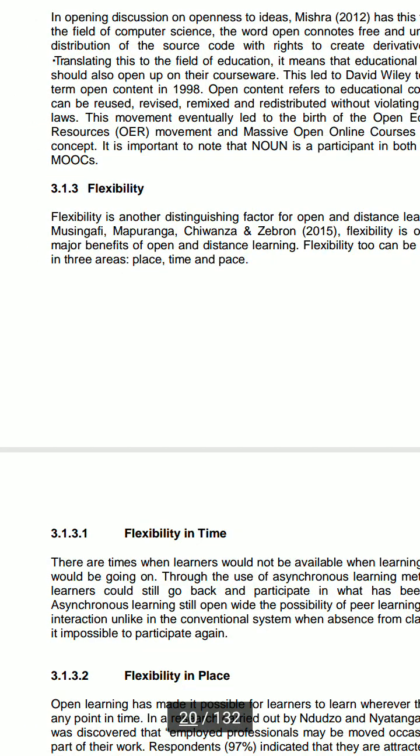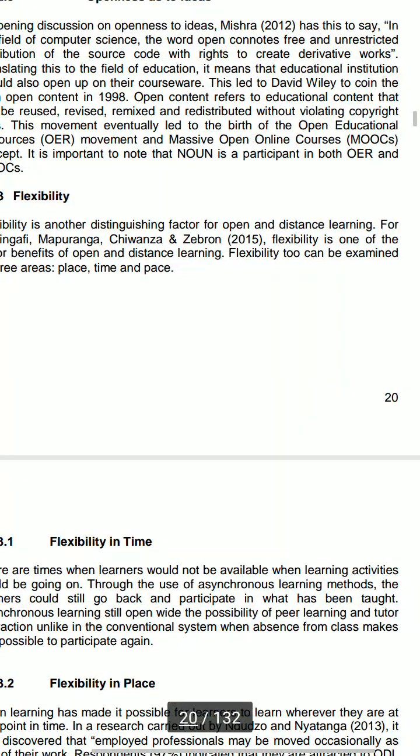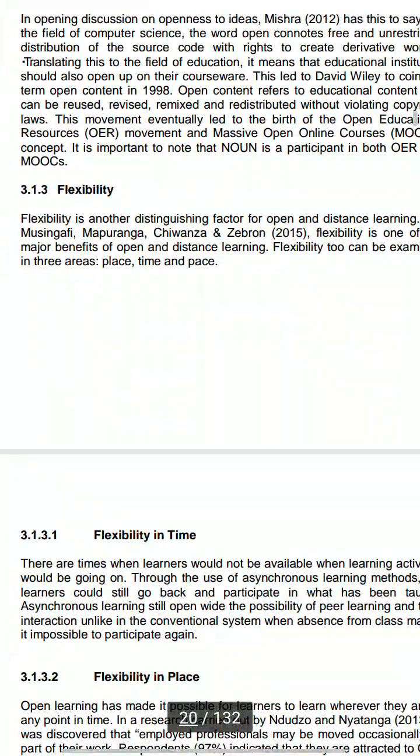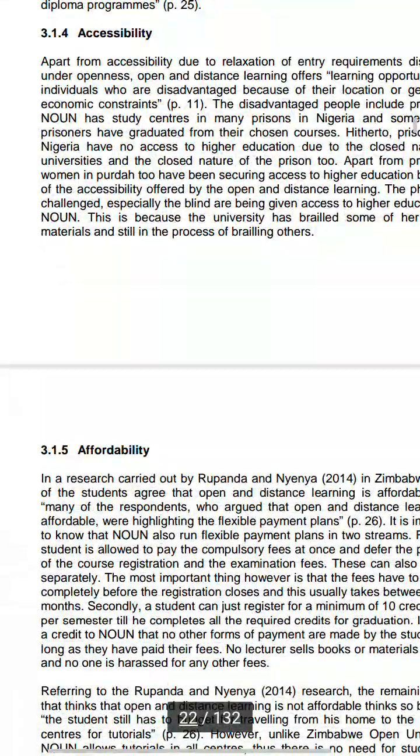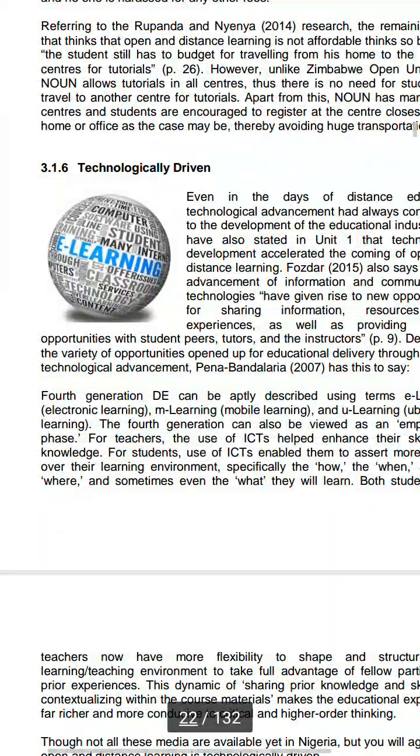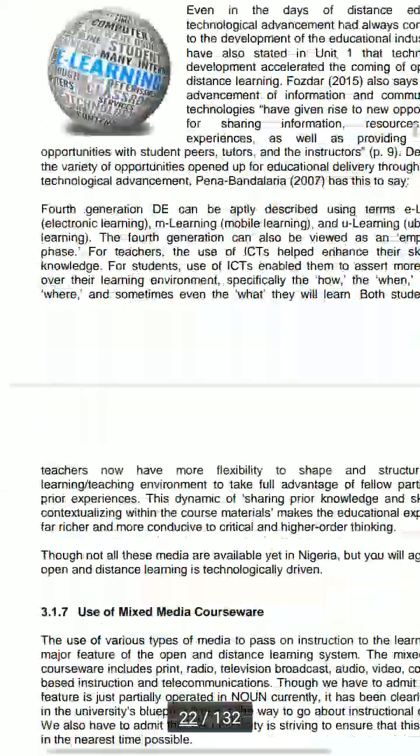We have flexibility, which is another factor of open and distance learning. We have flexibility in time, flexibility in place, flexibility in pace, and accessibility, affordability, and technologically driven.